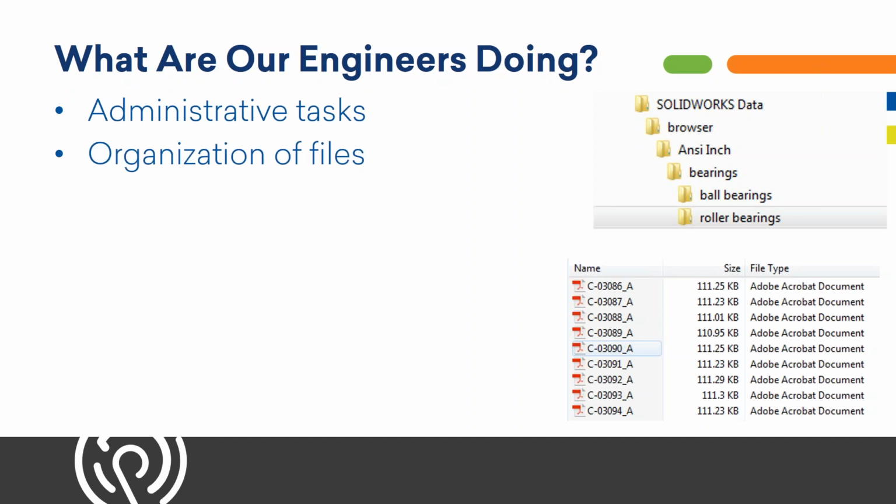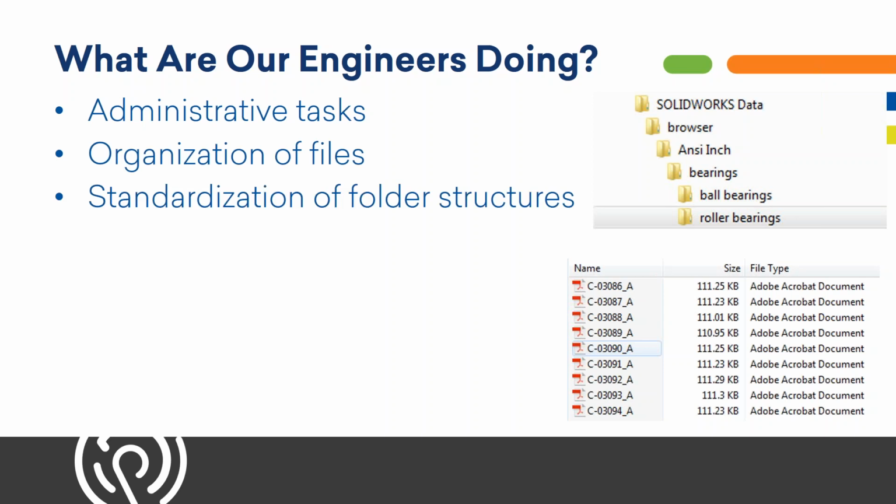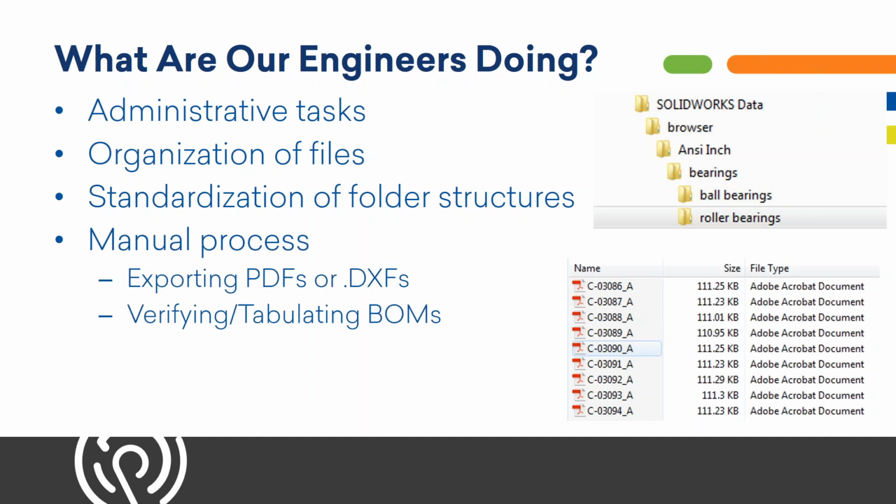Things like organization of files, like that file structure I've shown on the right side here, making sure that you're able to locate all these standard libraries. Creating a standard folder structure so that users are able to locate what they need to find. A lot of manual processes. It's a lot of feedback I hear from our customers that we work with. Engineers spend a lot of time exporting PDFs or DXFs or other file types that other departments need to get out of their engineering software.